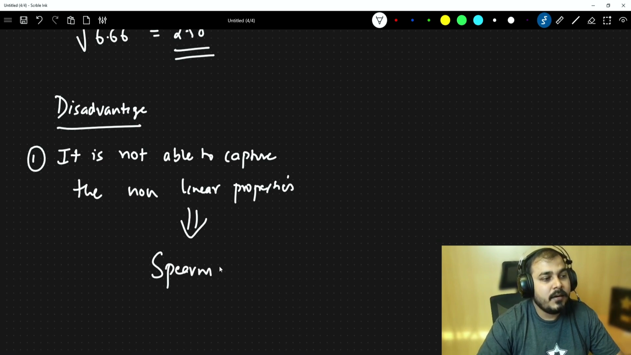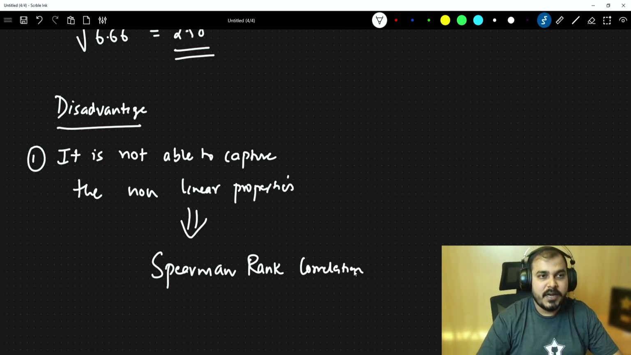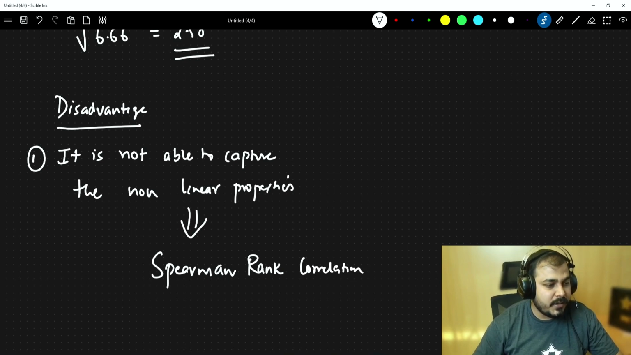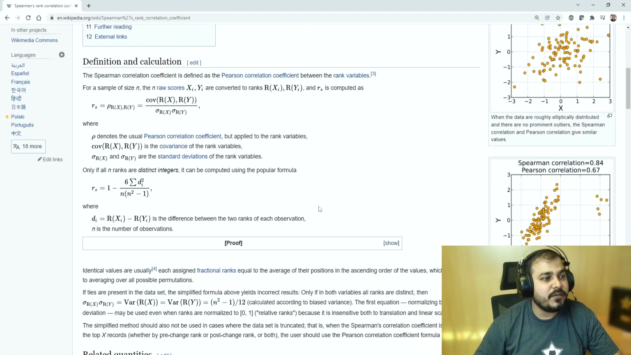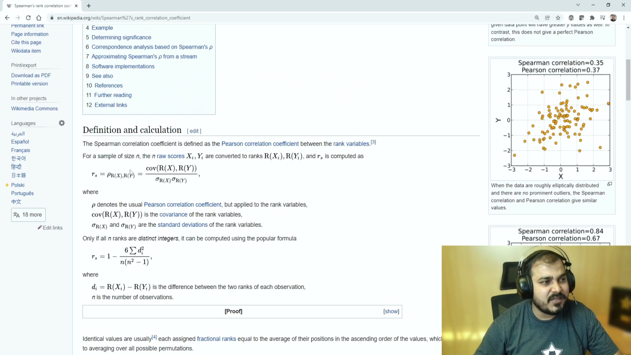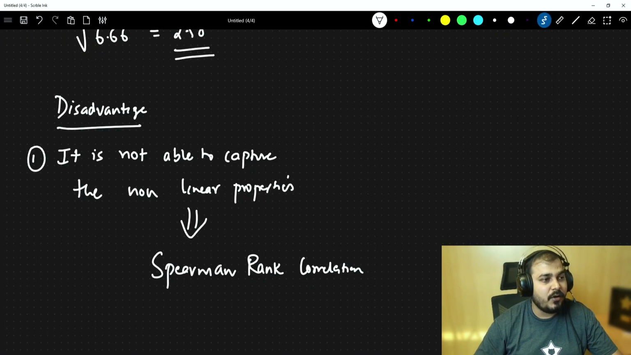We use the Spearman rank correlation coefficient. If I take an example and show you how the Spearman rank correlation coefficient formula looks, it is very simple. Here it says covariance of rank of x comma rank of y, divided by standard deviation of rank of x and standard deviation of rank of y. So let me write down the formula over here.